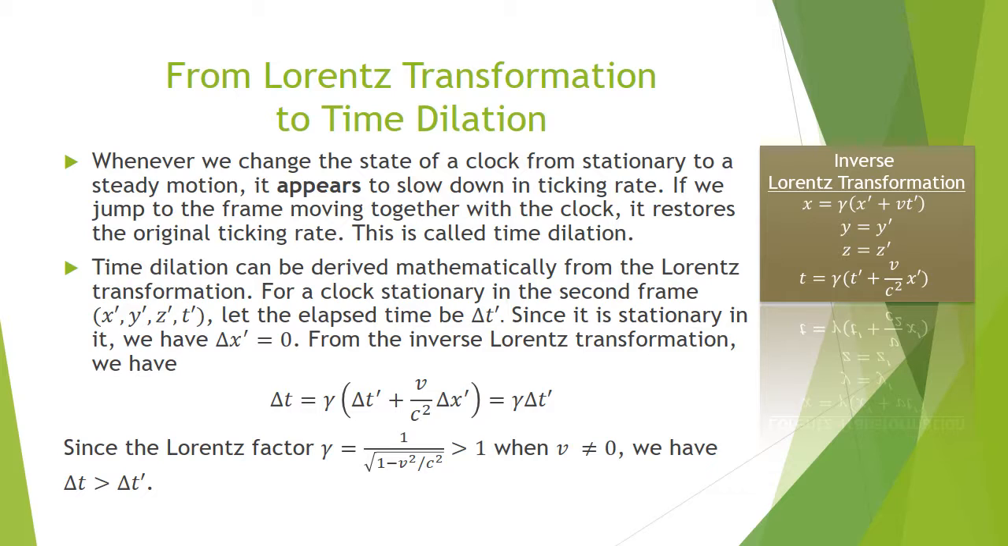For a clock stationary in the second frame x', y', z', and t', let the elapsed time be Δt'. Since it is stationary in it, we have Δx' = 0. From the inverse Lorentz transformation, we have Δt = γ(Δt' + (v/c²)Δx') = γΔt'. Since the Lorentz factor γ is greater than 1 when the speed v is not 0, we have Δt > Δt'.